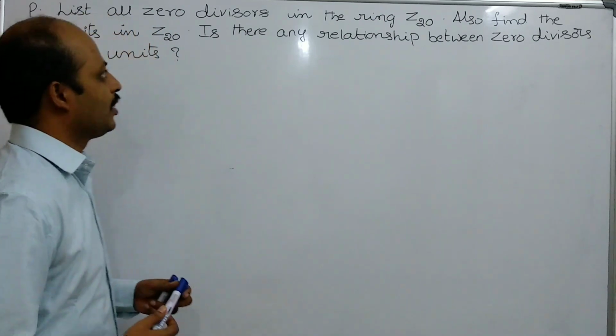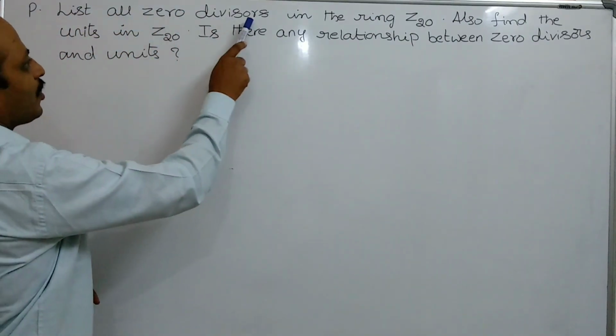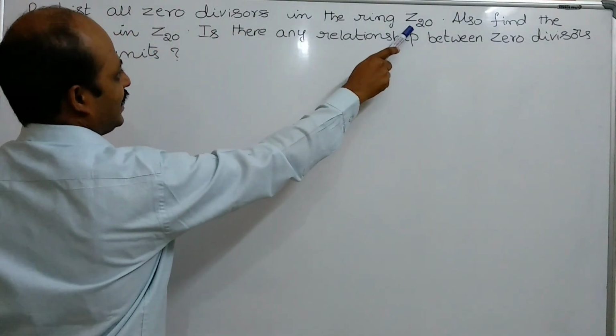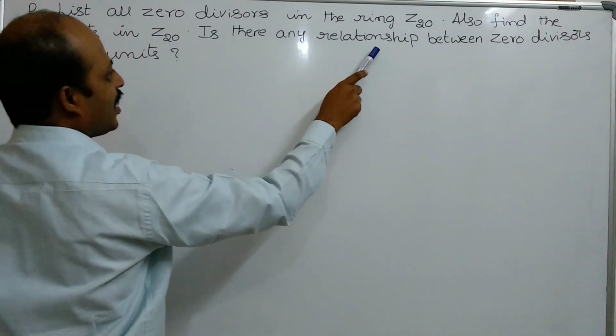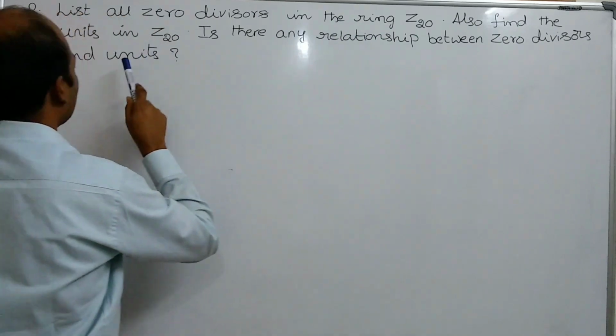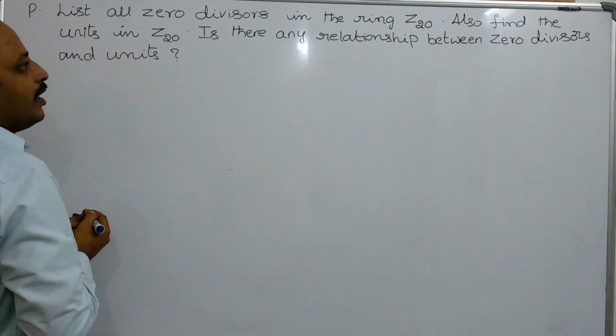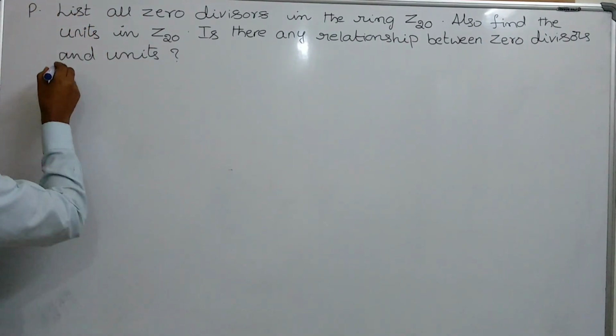Let us solve some problems. List all zero divisors in the ring Z20. Also find the units in Z20. Is there any relationship between zero divisors and units? Yes, let us solve the question.